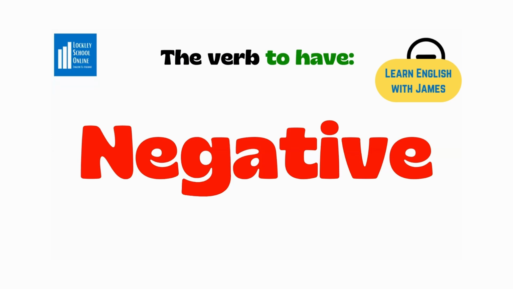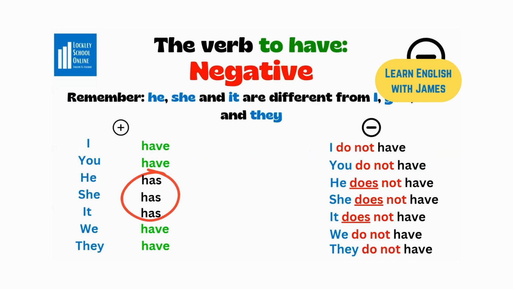Making negatives with the verb to have. In the negative form, remember, in all forms, that he, she, and it are different from I, you, we, and they. So you notice that he has, she has, and it has. In the negative form, it becomes does not have. She does not have. It does not have. So the three forms which are different are the he, she, and it forms. Otherwise, I, you, we, and they are all the same.